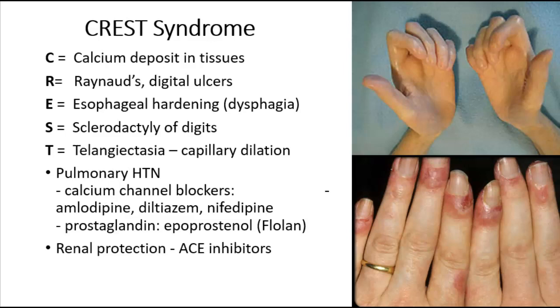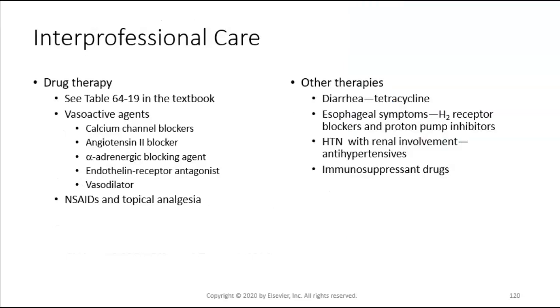You may also have internal organ involvement. Pulmonary hypertension would be the main cause of death here. Renal disease, heart disease as well. Labs may show hemolytic anemia. All right, so treatment. The medications are on table 6419 in the textbook. We use some vasoactive agents, calcium channel blockers, angiotensin II.